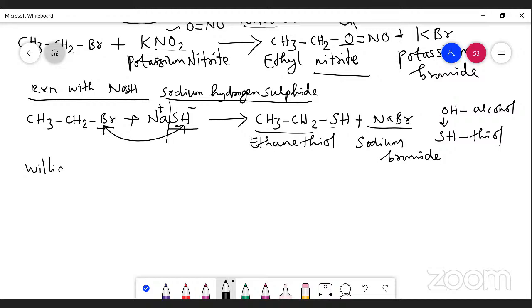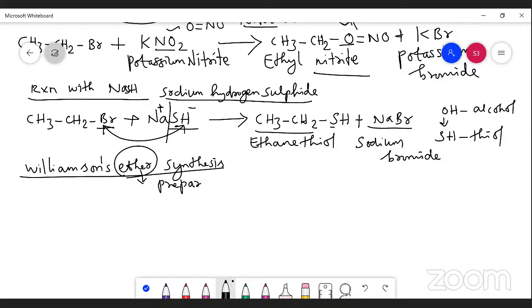Okay, and one more reaction, Williamson ether synthesis. While I am writing this, the reaction name itself contains ether, and you should know that this is a preparation of an ether. One clue: it is the preparation of an ether. So whatever may be the reactant molecule, keep in mind that we are going to prepare an ether.